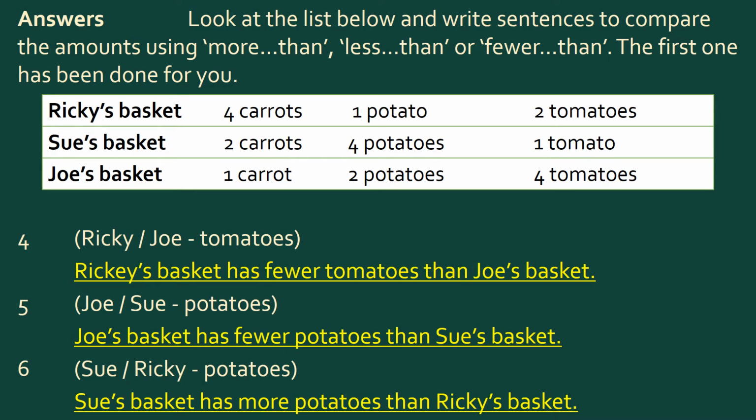Number 4. Ricky's basket has fewer tomatoes than Joe's basket. Number 5. Joe's basket has fewer potatoes than Sue's basket. Number 6. Sue's basket has more potatoes than Ricky's basket.